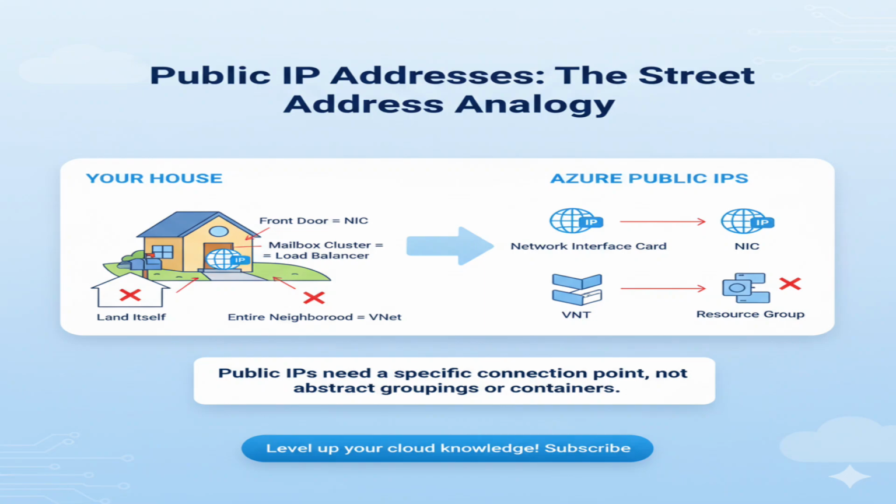Think of a public IP address like a street address for your house. You can attach it to specific entry points like your front door, NIC, or mailbox cluster, load balancer, but not to the entire neighborhood, VNet, or the land itself. Public IPs need a specific connection point, not abstract groupings or containers.